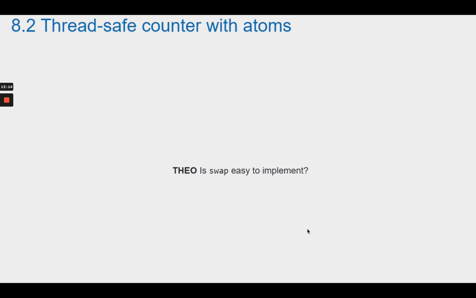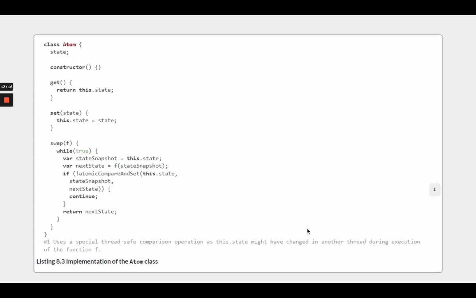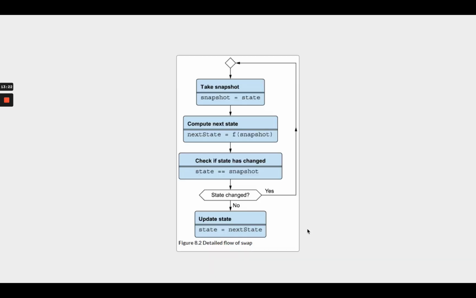Theo: Is swap easy to implement? Joe: Let me show you the implementation of the atom class and you'll see. Theo comes closer to the whiteboard. He modifies Joe's diagram a bit to make the flow of the swap operation more detailed. The resulting diagram is in figure 8.2. Theo still has a few questions, though.